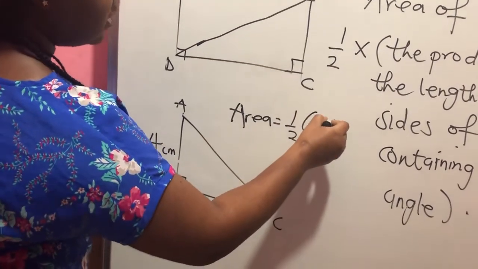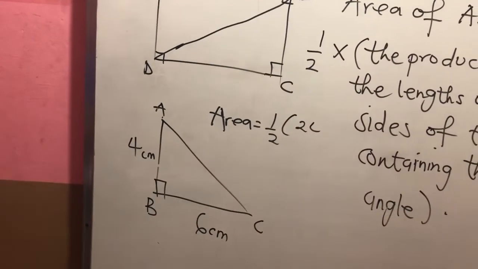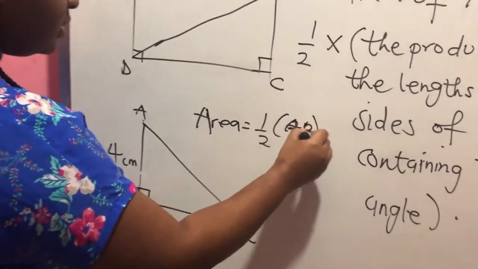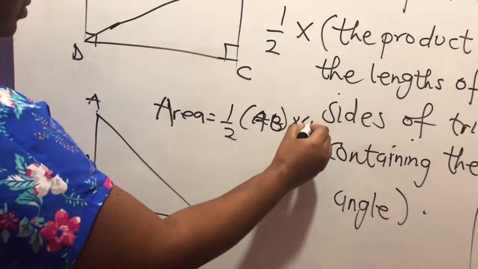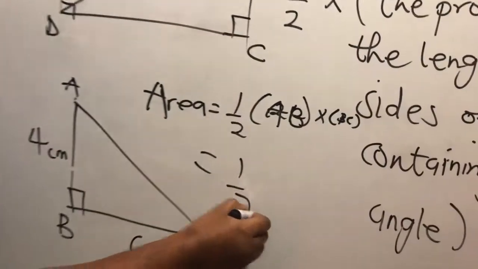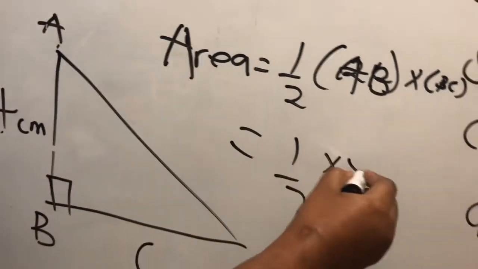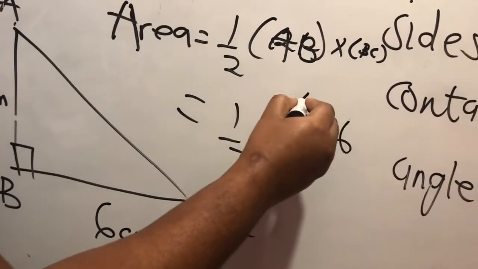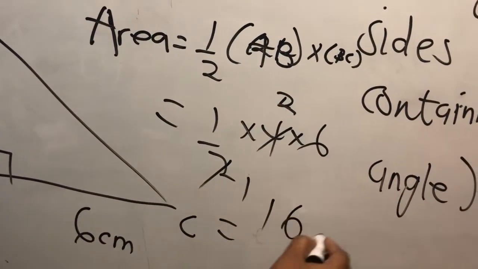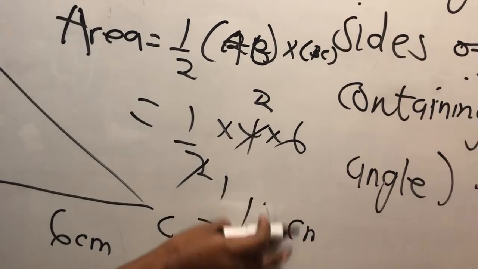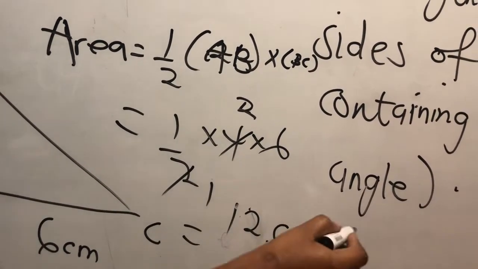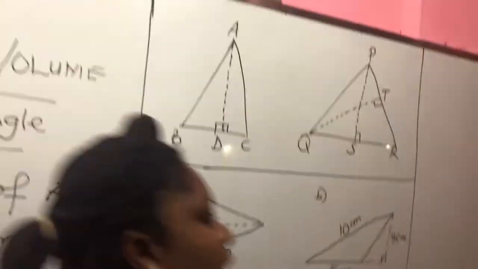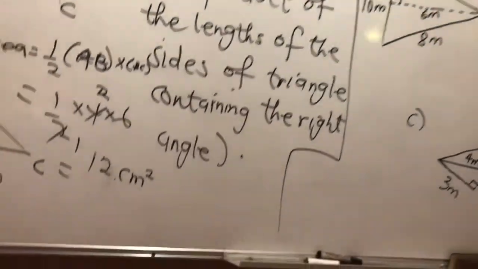Half times AB times the other length, BC. So you have half times the 4 and half times the 6. 2 here, 1, 2 here, 2. So our answer is 12 centimeters squared. Do not forget your square. The moment you hear area, your square has to come.